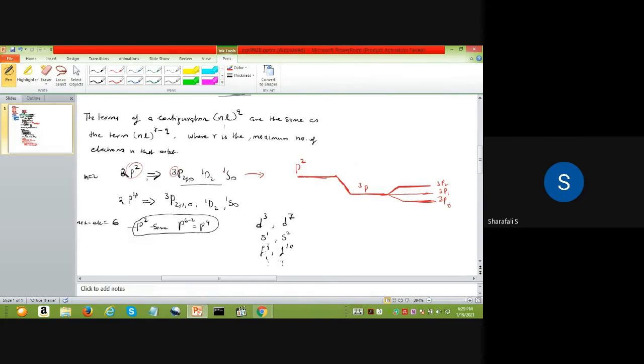Now the next one is 1D2. It has only one. We have to consider which of these two has the highest multiplicity. They have the same multiplicity, so we look at which has the highest L value. This one has the largest L value, so it should come lower. So I draw that, and this is nothing but 1D2. Then at the top we have the S, this one is 1S0.